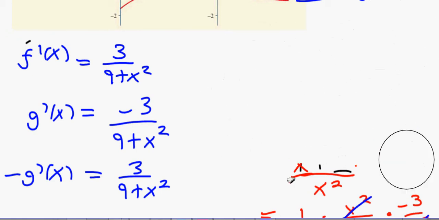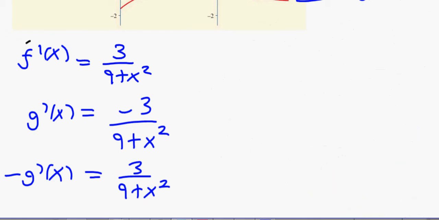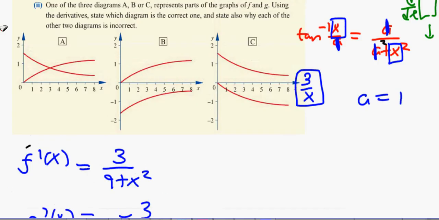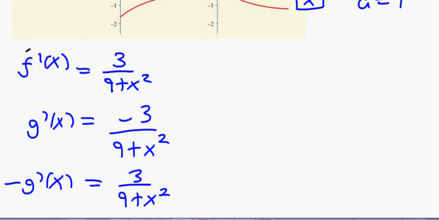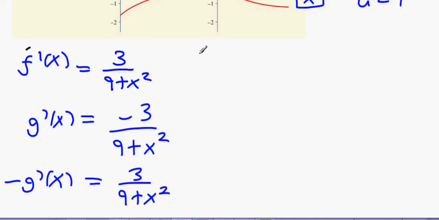Now that that's done, what we've got to remember is, what does the first derivative actually mean? The first derivative represents the slope of the graph. F dash x represents the slope of the graph. It's the slope of f of x.